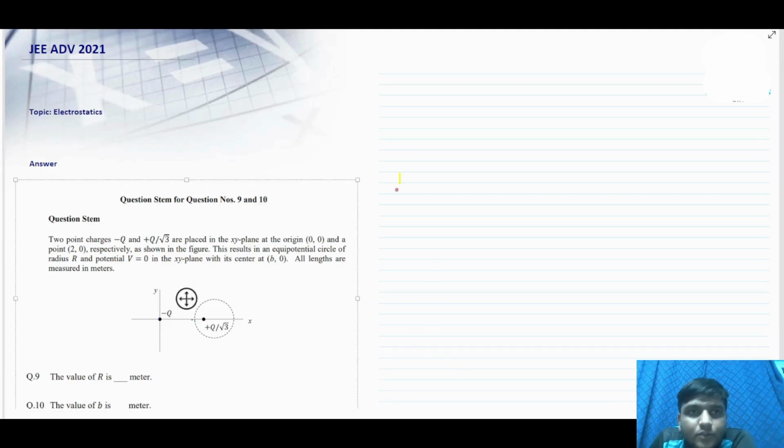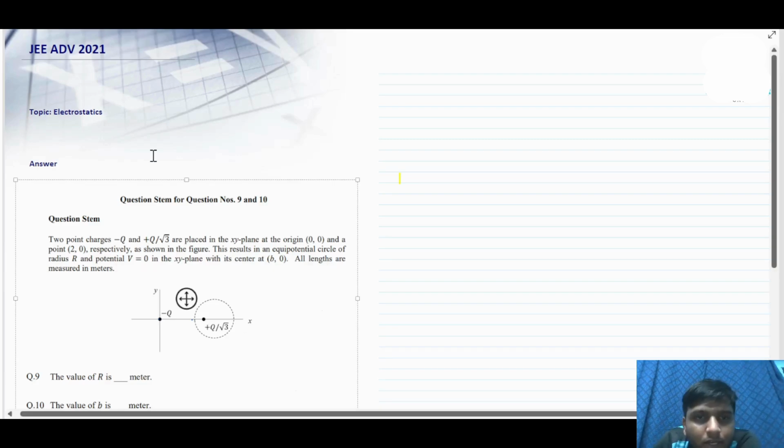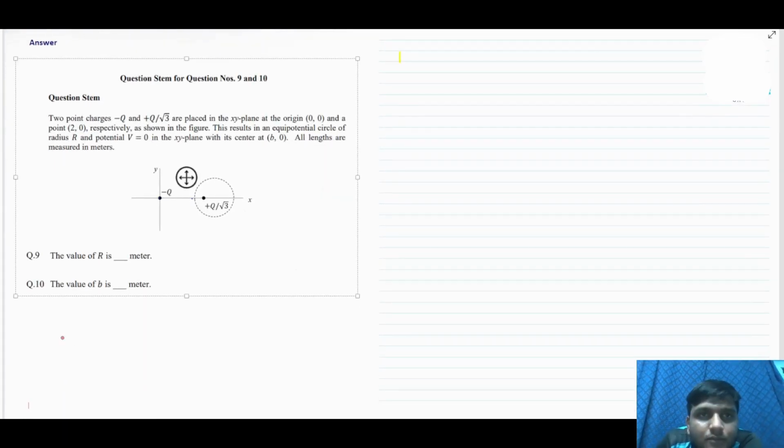Hello everyone. So today we are solving a question of JEE Advanced 2021. This was from the topic of electrostatics. So let's read the question first.